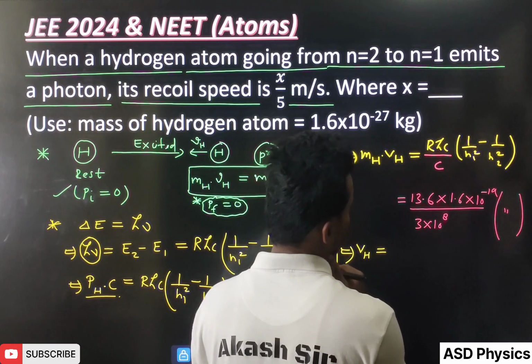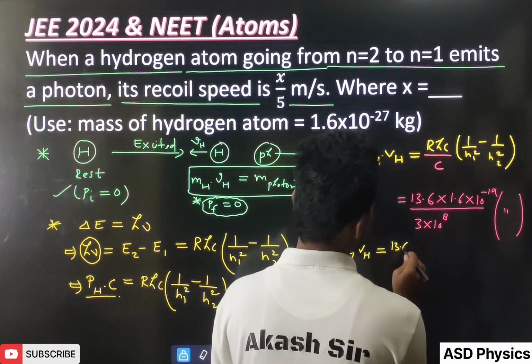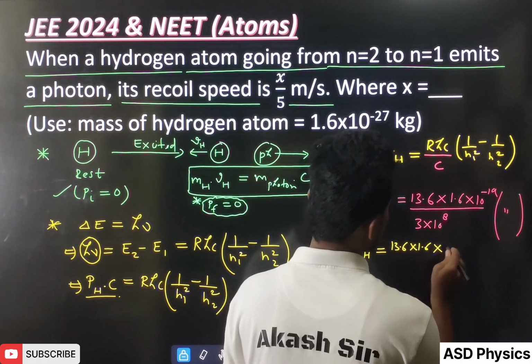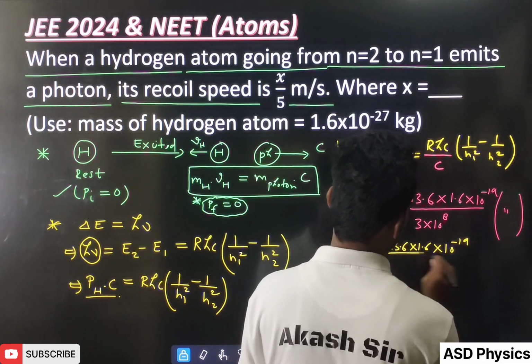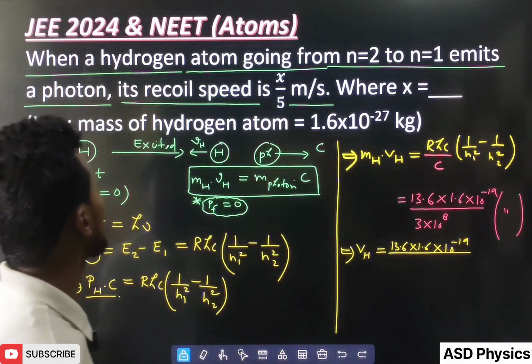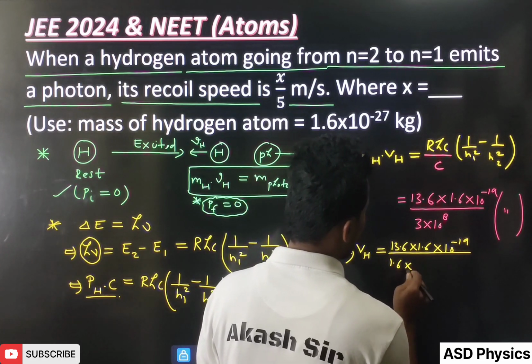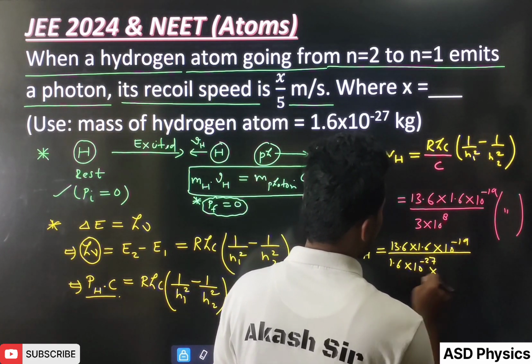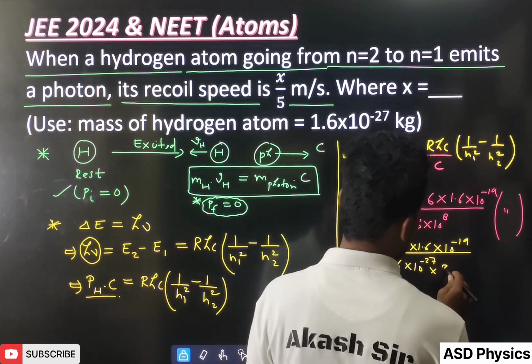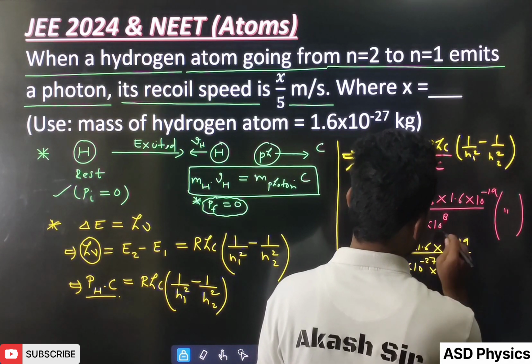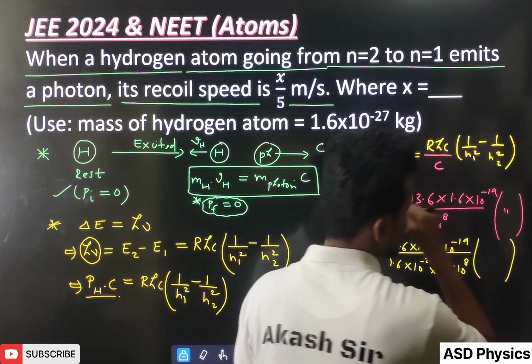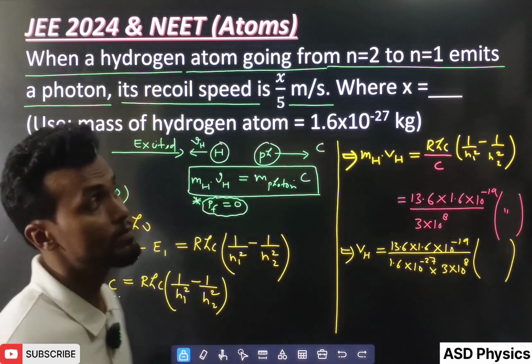So what will come here, this 13.6 into 1.6 into 10 power minus 19 by, what is the mass of the hydrogen atom is given here, you can see very well, 1.6 into 10 to the power minus 27, into 3 into 10 to the power 8, and then 1 by n1 square minus 1 by n2 square.